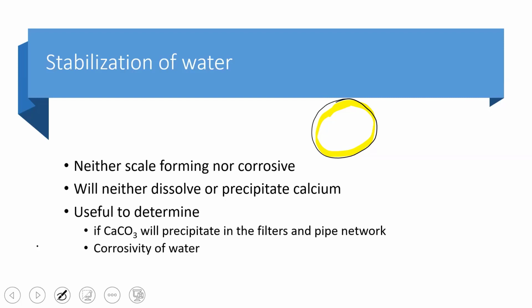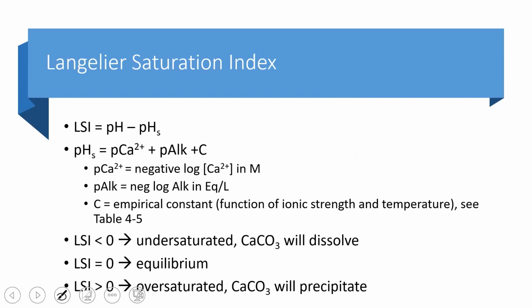So it's useful to determine the potential for the scaling to occur and the potential for corrosion. One of the ways that we can do that is what is referred to as the Langelier saturation index. So that is the pH minus the saturation pH. And the saturation pH is determined by the calcium concentration, alkalinity, and a constant. And this constant's a function of ionic strength and temperature.